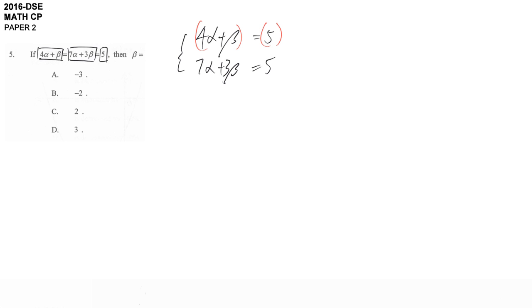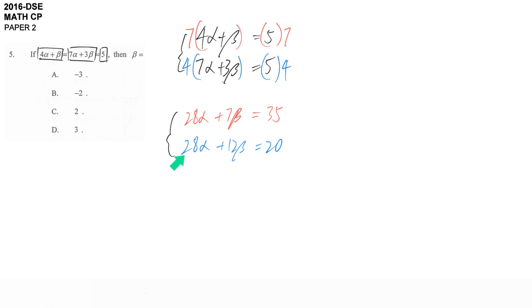I can do whatever I want on one equation. I want 4 to become 7, so I can try to do times 7. At the same time, what about below? I want to make 7 become the same as 4 alpha, so I try to times 4 because that's missing. If I follow this decision, the first equation will give you 28 alpha plus 7 beta equal to 35. The second equation will give you 28 alpha plus 12 beta equal to 20. So I successfully create the same alpha term.